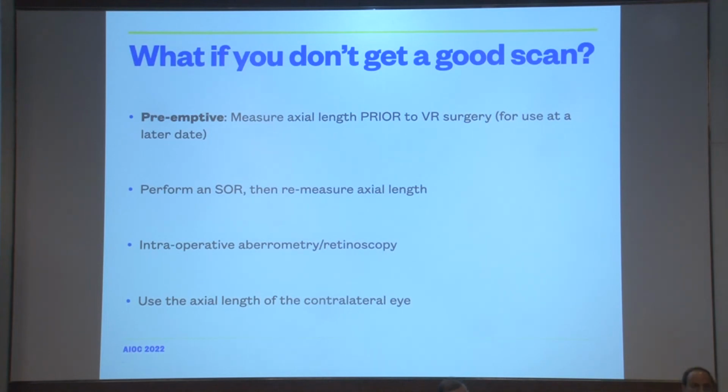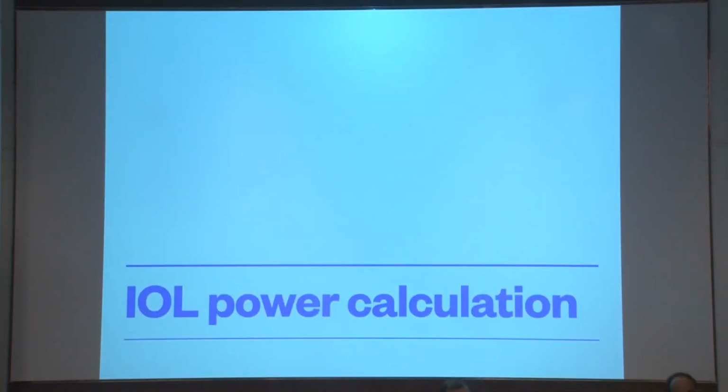Also studied is intraoperative aberrometry or retinoscopy, which deals with removing the oil, doing a retinoscopy intraoperatively, and then going ahead with the IOL selection. Or, less accurate, is using the axial length of the contralateral eye. So this is about the correct measurement of the axial length itself.